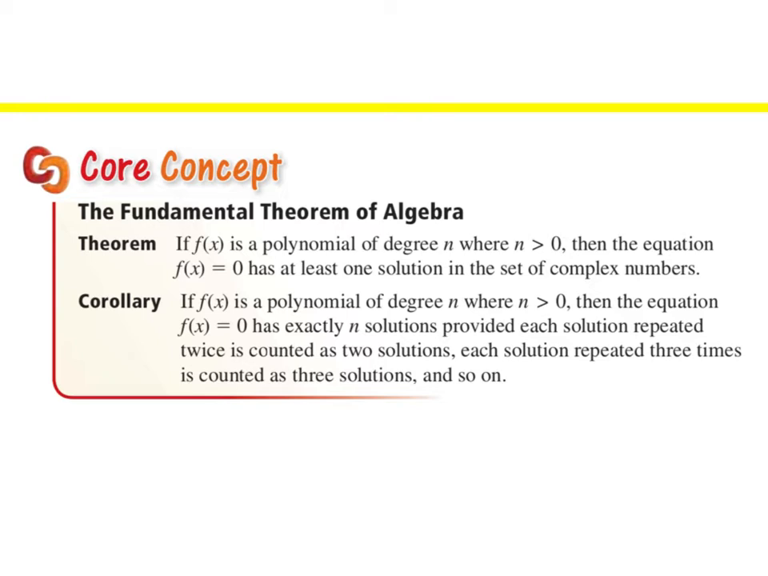This page just repeats what we had on the last one. So if our function f of x is a polynomial of degree n, where n is greater than 0, then the equation f of x is equal to 0 has at least one solution in the set of complex numbers. So finding the zeros and finding the solutions are pretty much the same thing.